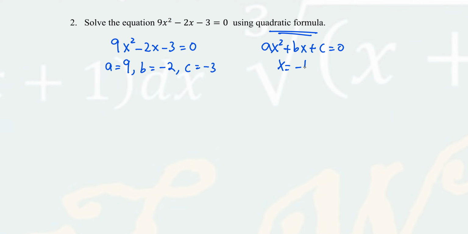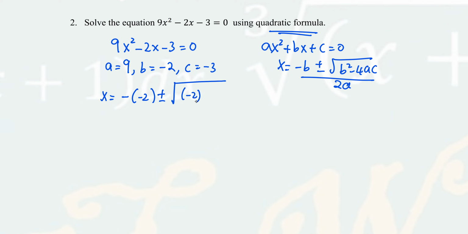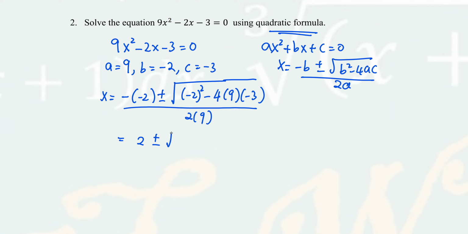Okay, so just to write down the formula, this is the quadratic formula that we are going to apply. So now, obviously, your x is going to be minus b, which is minus 2, plus minus the square root of b squared, which is minus 2 squared, minus 4, a is 9, c is minus 3, then over 2 times 9, that is 2a. So then just simplify this. Minus times minus 2 is positive 2, then plus minus square root.